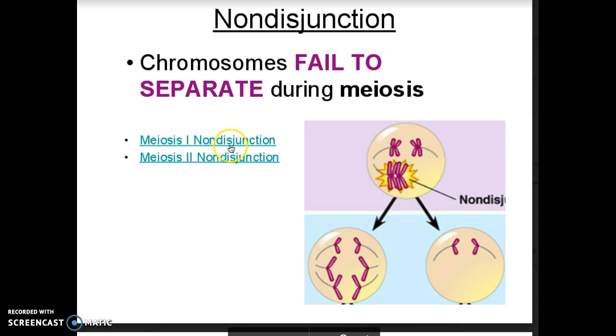But nondisjunction can occur at either meiosis 1 or meiosis 2. We're not really going to look at the subtle differences, but just know that nondisjunction is the failure of a spindle fiber to attach, and what that causes is sperm or egg cells to have an extra chromosome, and that could be detrimental to the end result of meiosis.